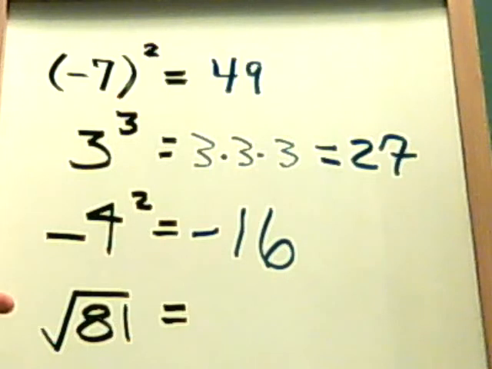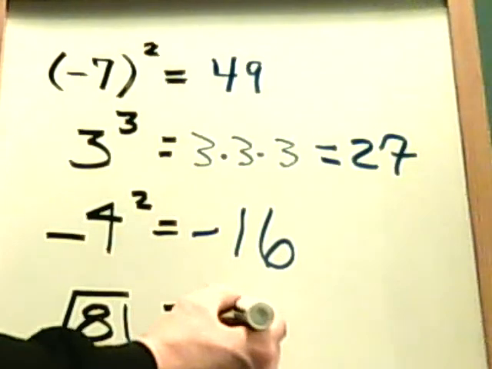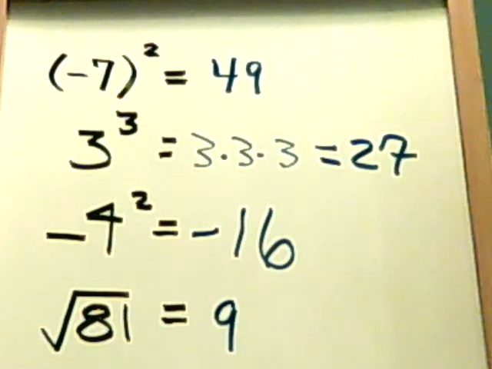Okay, so now we're moving down to here. This means the square root of 81. The square root is simply the number which multiplied by itself equals 81. So the number times itself that equals 81 is 9. 9 times 9 equals 81.